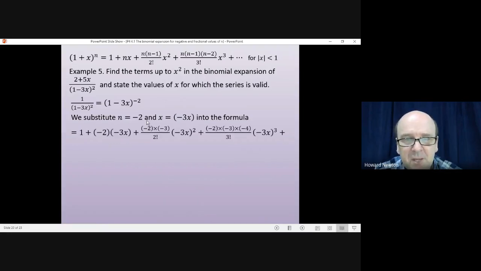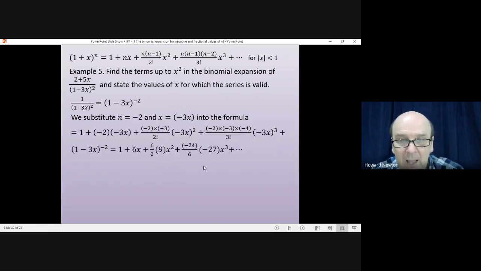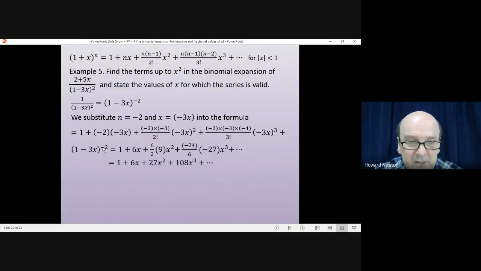So substituting minus 2 and x equals minus 3x into the formula gives me that. Squaring these and multiplying these brackets together, it simplifies to that. And then finally, just simplifying all of these coefficients gives me 1 minus 3x to the power of minus 2 is equal to 1 plus 6x plus 27x squared plus 108x cubed plus higher order terms.